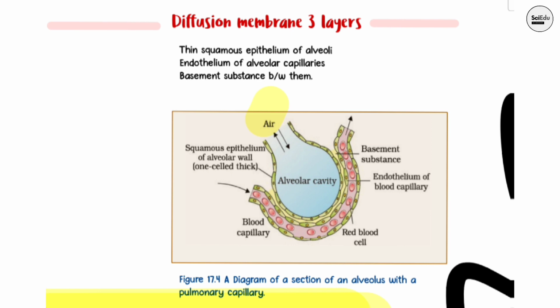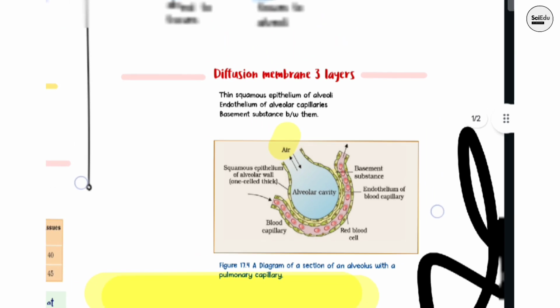Endothelial cells of capillaries, in between them. However, its total thickness is much less than a millimeter. Therefore, all the factors in our body are favorable for diffusion of O2 from alveoli to tissues and that of CO2 from tissues to alveoli.